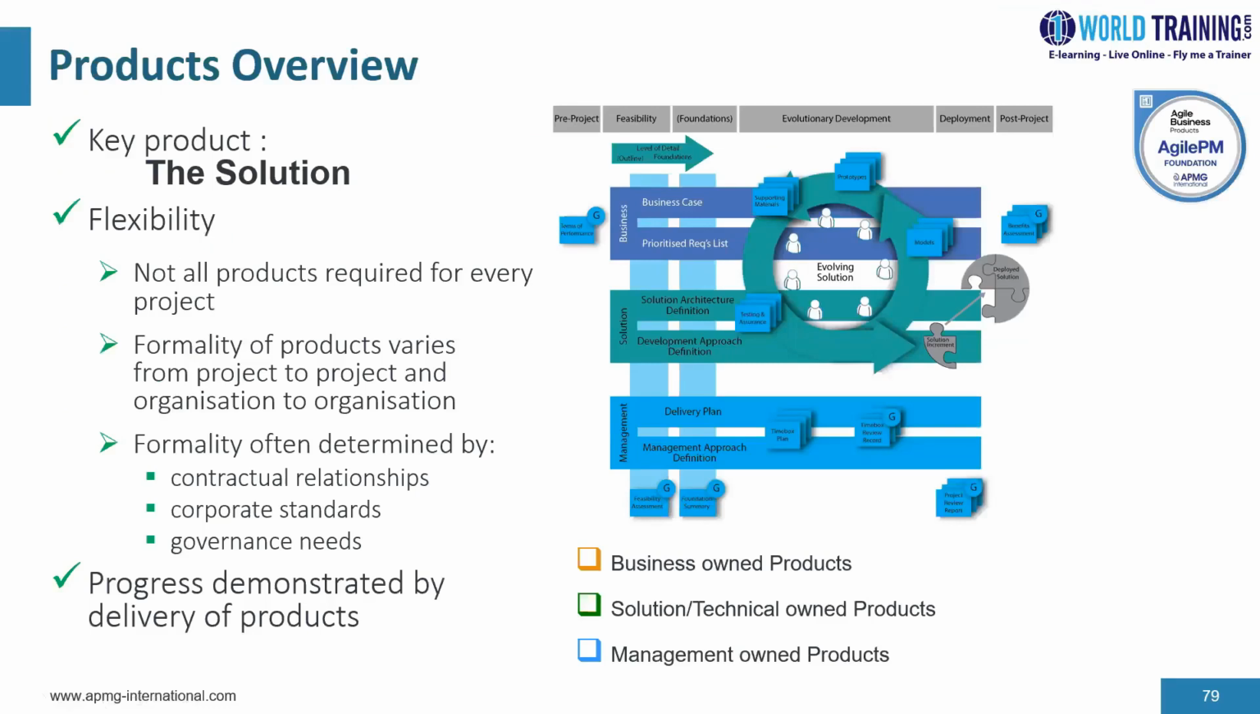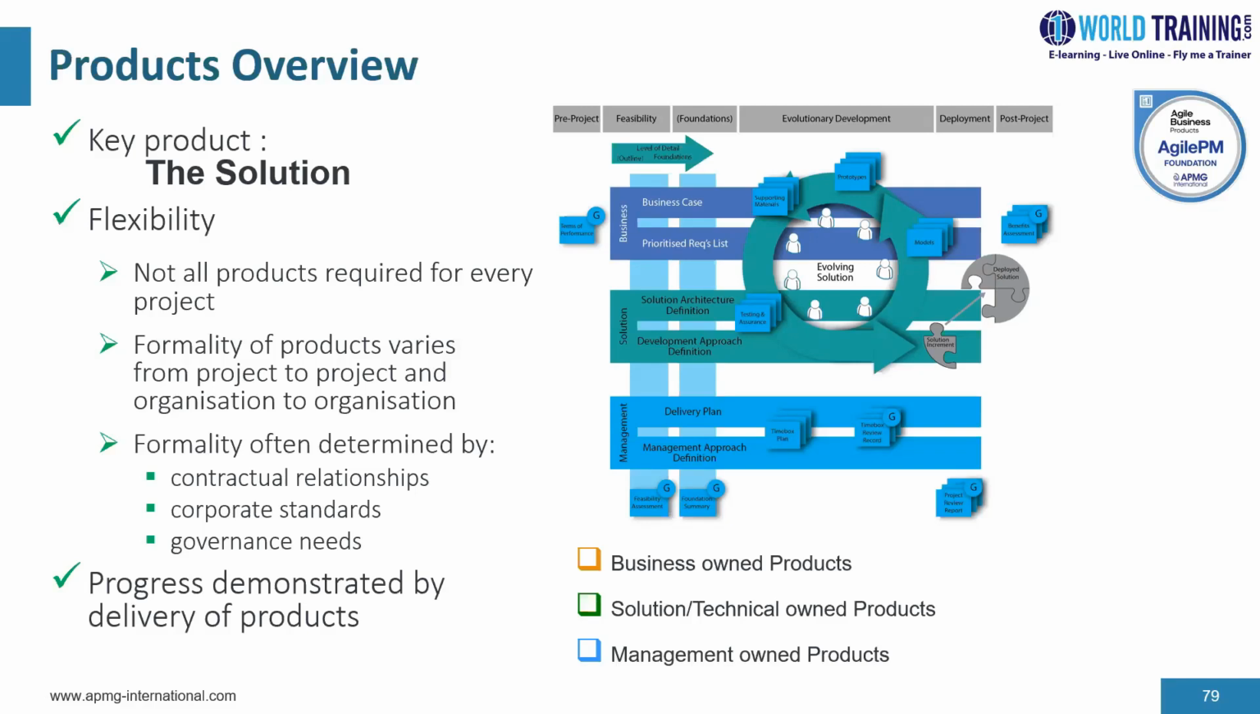Now, the DSDM Agile Project Management Framework describes a set of products to be considered as a project proceeds. These products describe the solution itself, which is the main deliverable of the project, and anything created to help with the process of evolving it, and anything that is required to help with project governance and control.